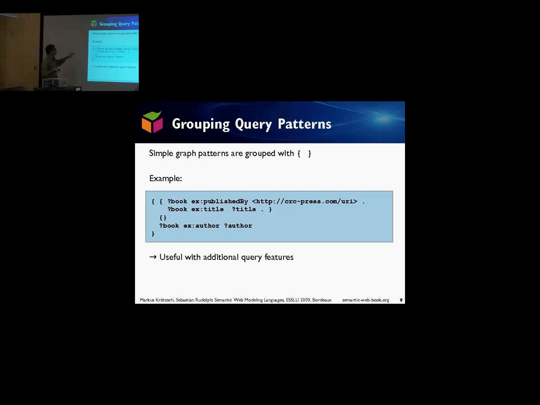The graph patterns, in order to put them together, these curvy brackets are used. So if I have to say that the book is published by so-and-so, and then the book has a particular title, in order to make it one composite graph pattern, what I do is I put them in a pair of these parentheses. And this becomes a separate graph pattern, and so on.